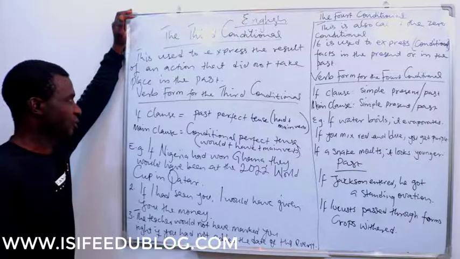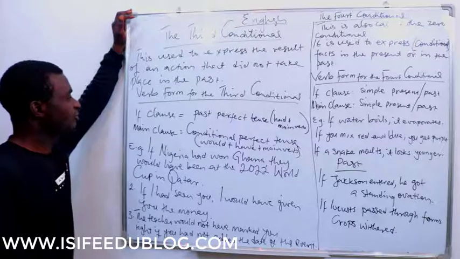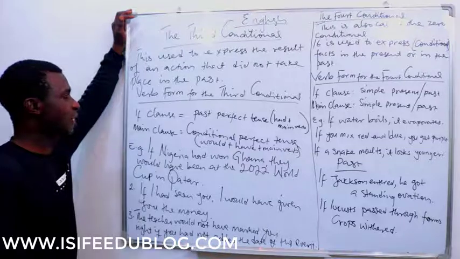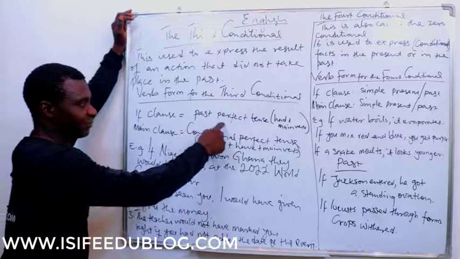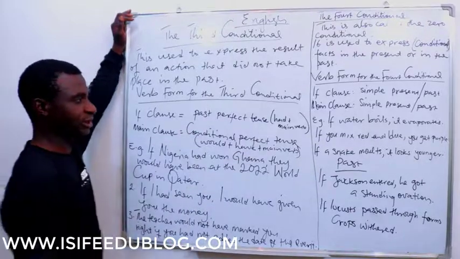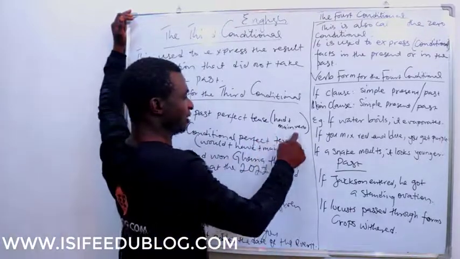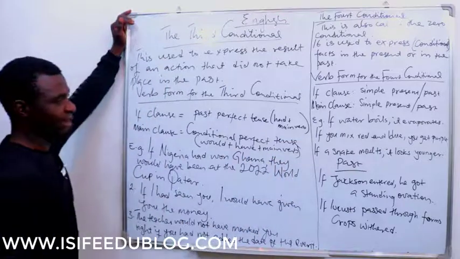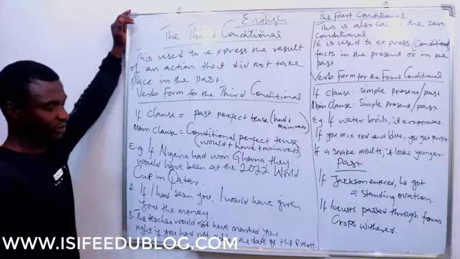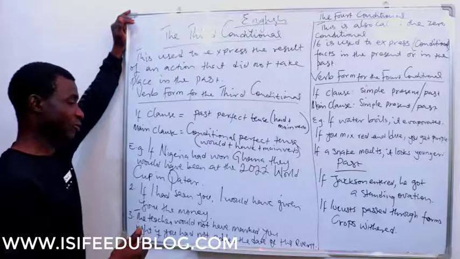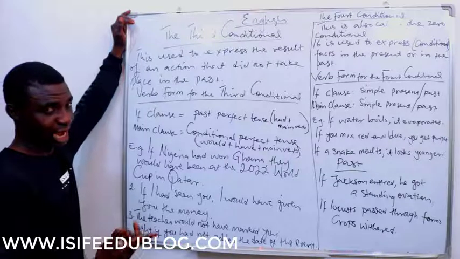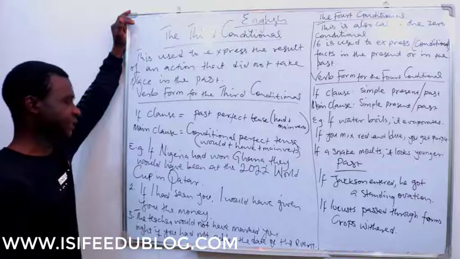using the third conditional. The verb form for this is if clause, past perfect tense, which is had, plus the main verb, which should be in the past participle form, because that's what have or had or has can take.